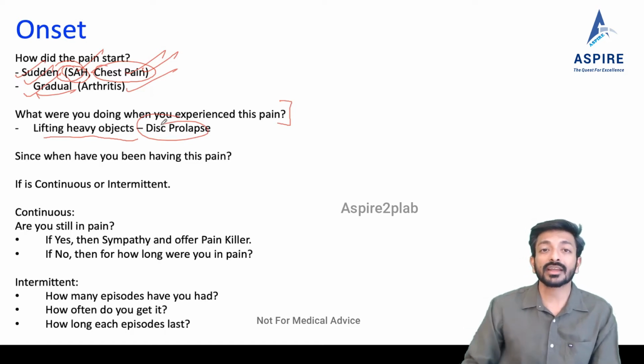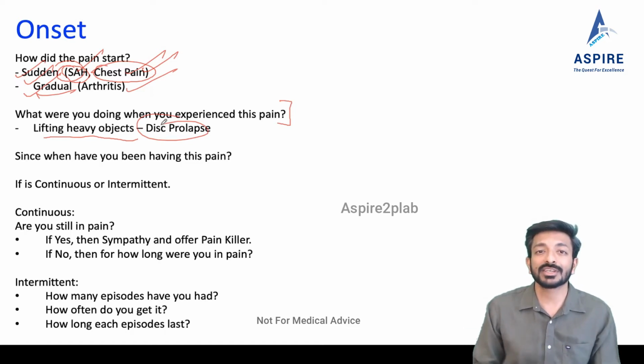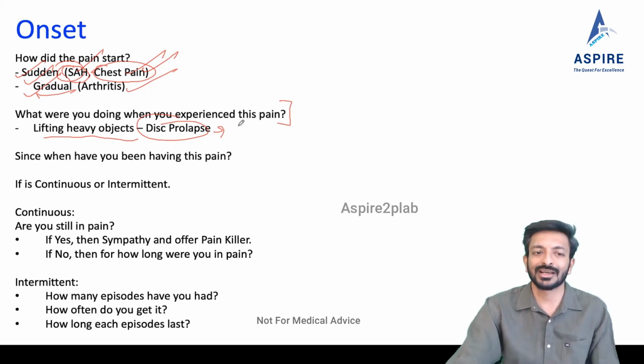Doctor, I was working in a factory and I was moving heavy objects and suddenly I started having back pain. That is very important because you will get to know this is nothing other than disc prolapse. Because when a patient is moving heavy objects, there are chances that they might have back pain. That's because of disc prolapse. So that's very important.